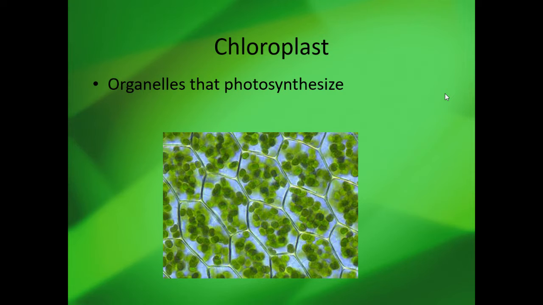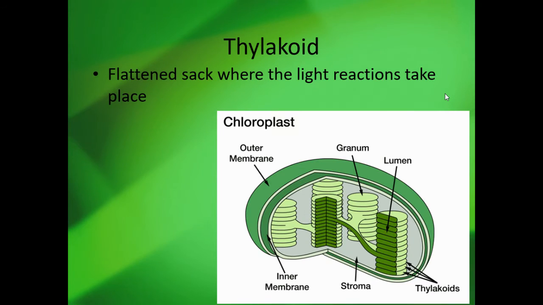Now, we don't have chloroplasts. If we did, we would also be green in color. So that's one way to know that we don't have them. Again, the other way is that we cannot stand outside in the sun and magically start to feel full because we can't create food from light. The thylakoid is a flattened sac where the light reactions take place.